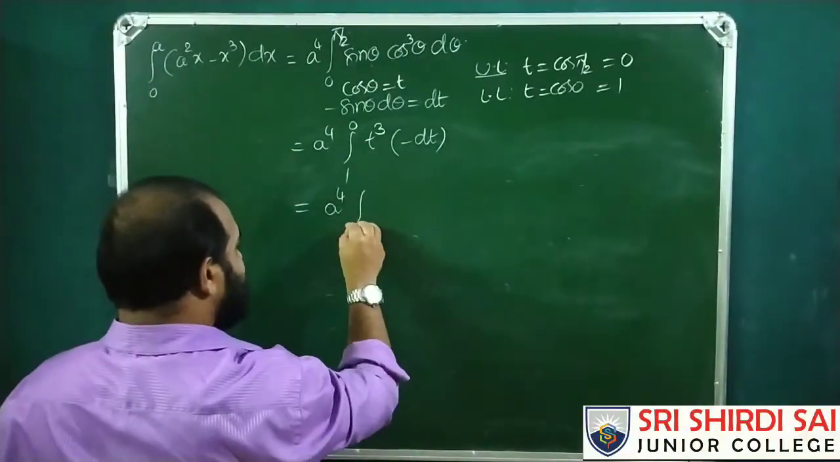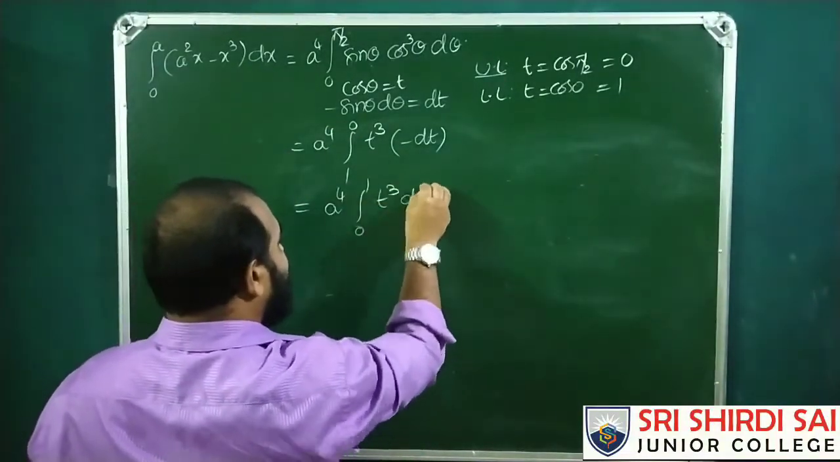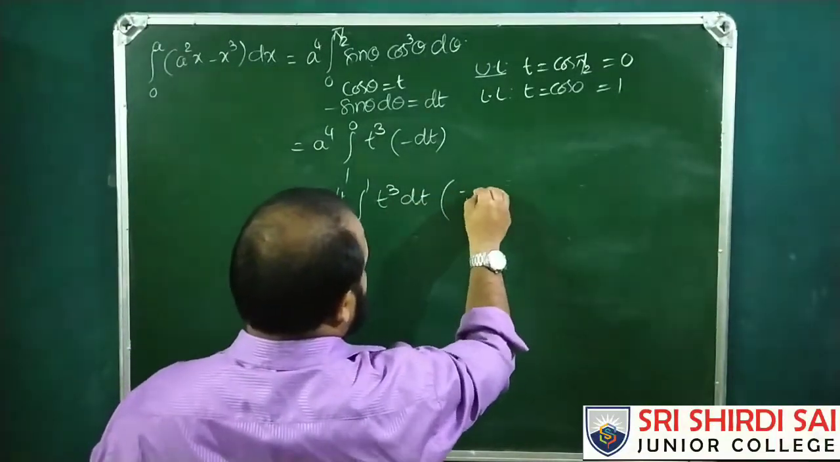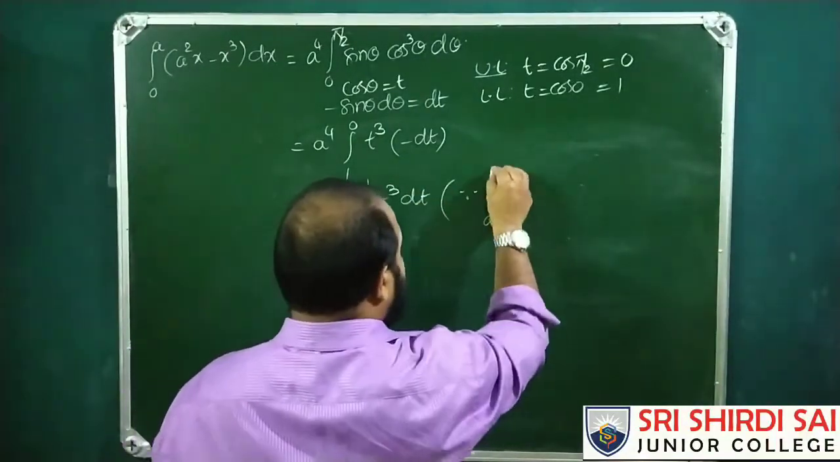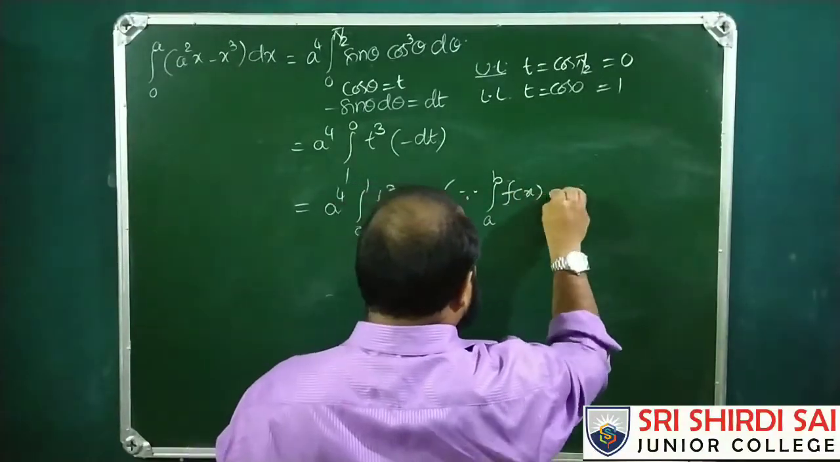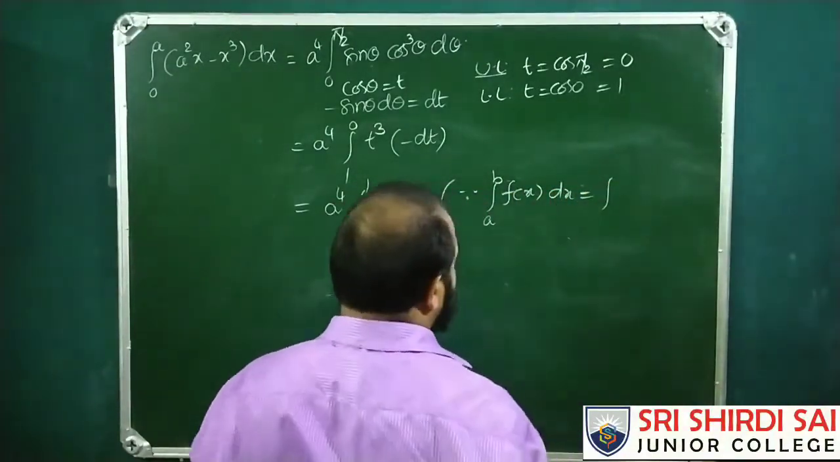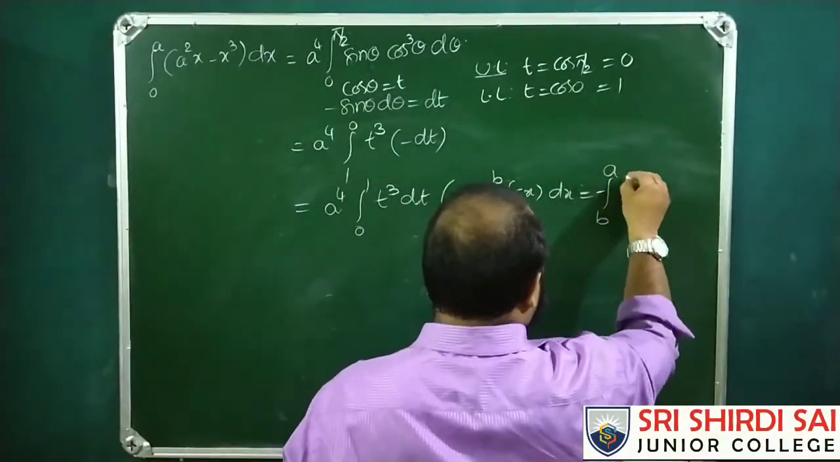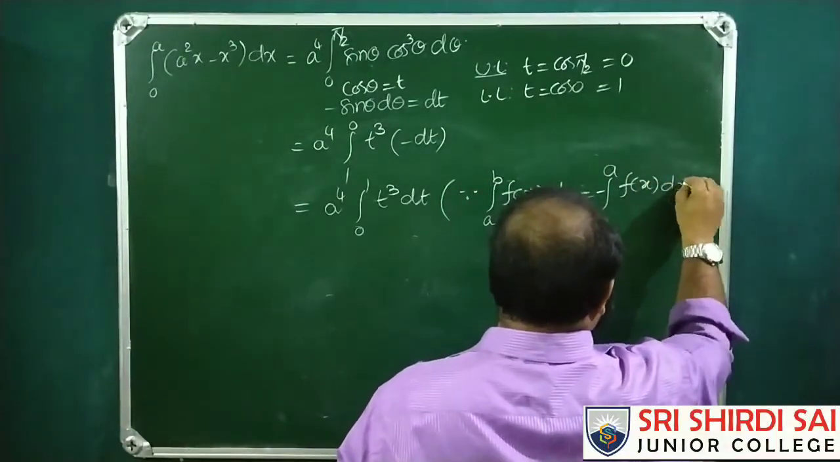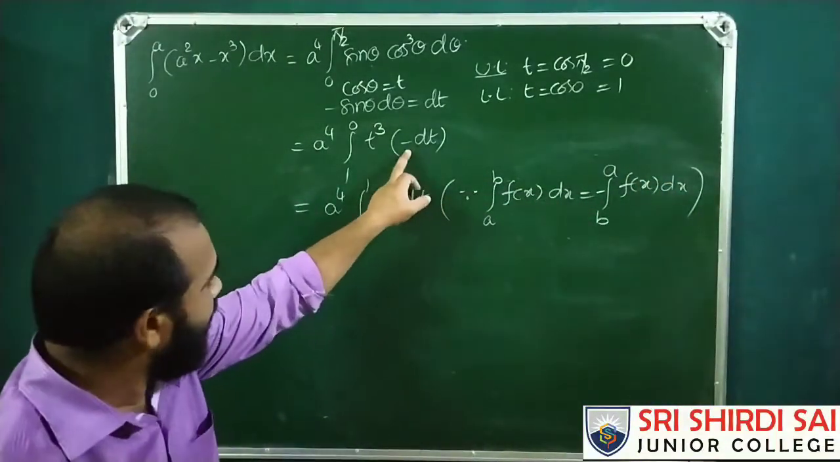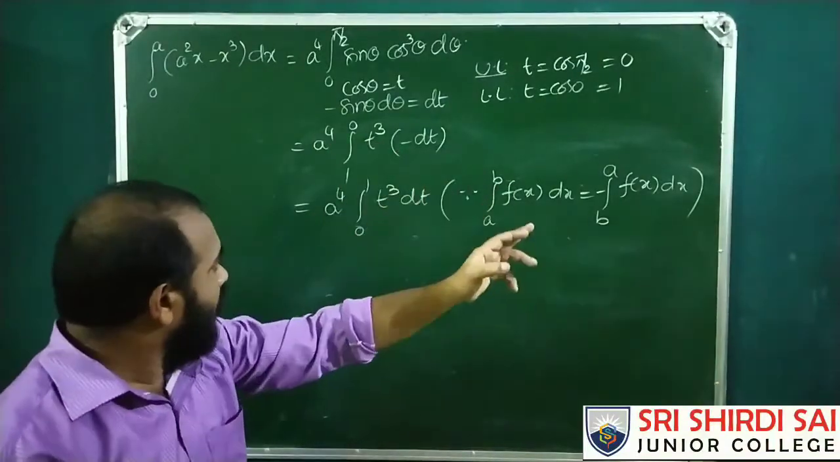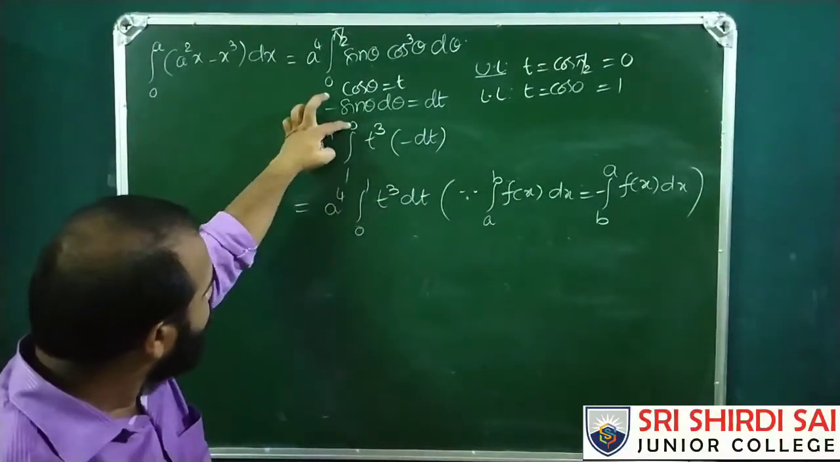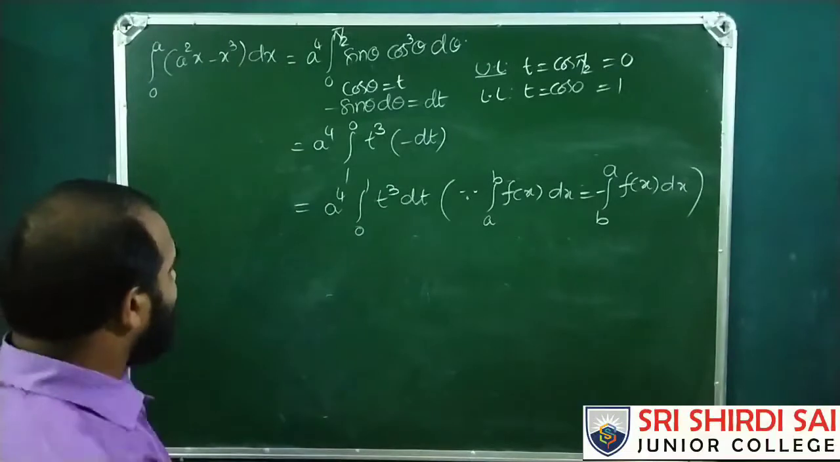So this is 0 to 1 t cube dt, since we have the property that integral a to b f of x dx is equal to minus integral b to a f of x dx. So using this property, I have taken off this minus. Since this is 1 to 0, I have written 0 to 1.